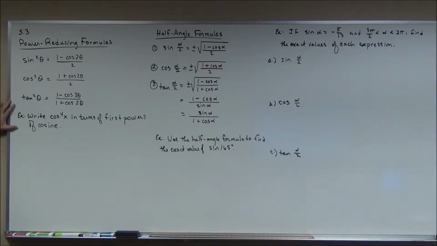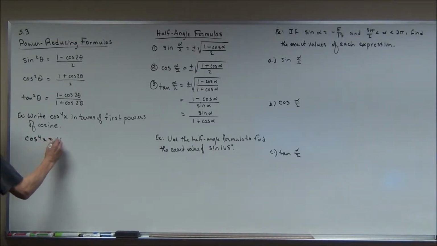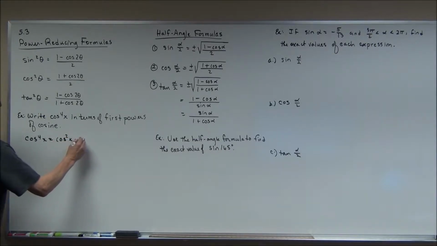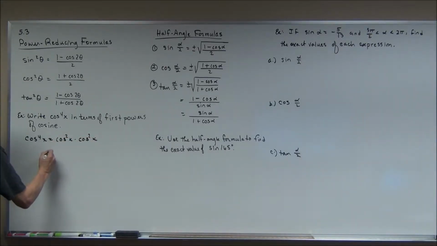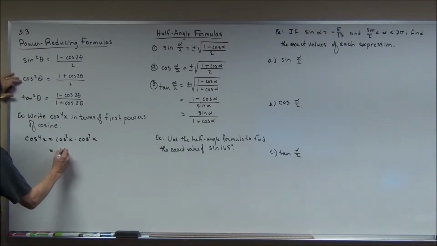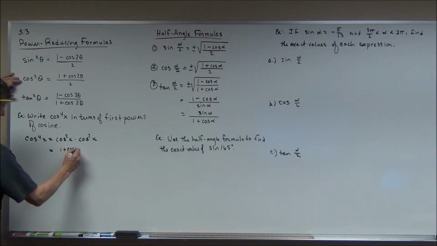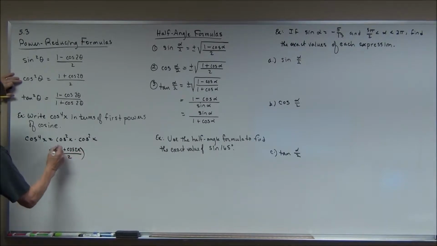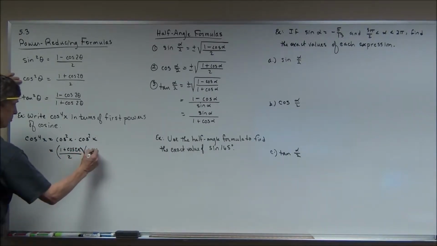functions. And we're going to do an example where we're going to write cosine to the fourth power of x in terms of first powers of cosine. Now, cosine to the fourth power of x is equal to cosine squared x times cosine squared x, which is, now the cosine squared of x would be 1 plus cosine 2x divided by 2 times itself, 1 plus cosine 2x divided by 2.